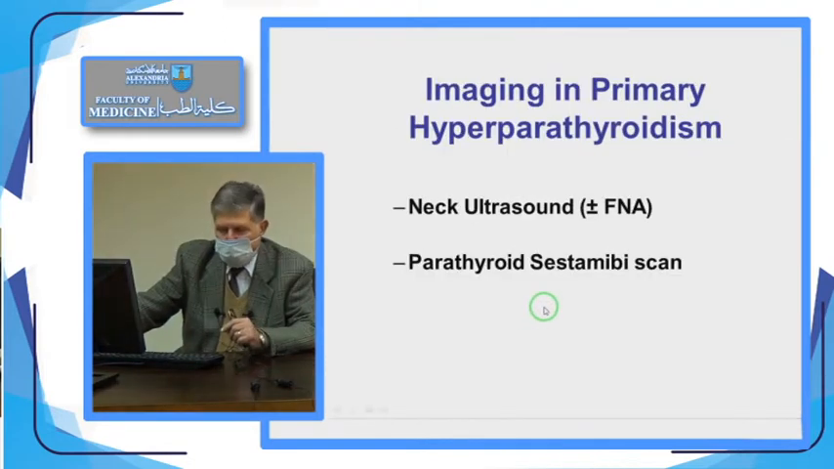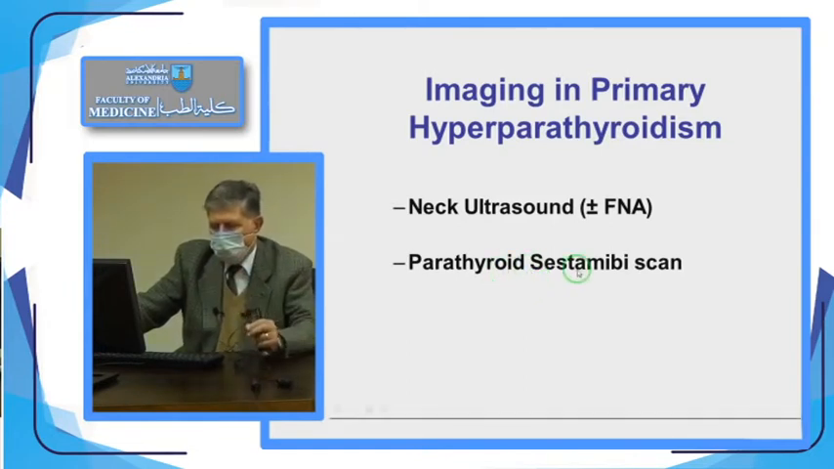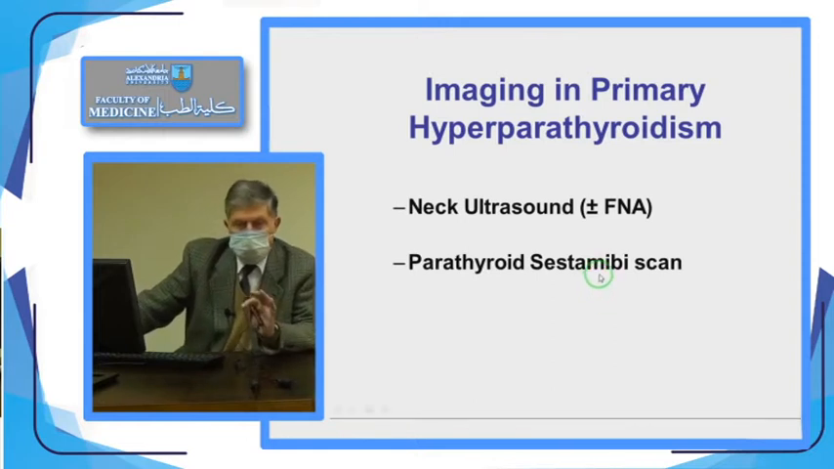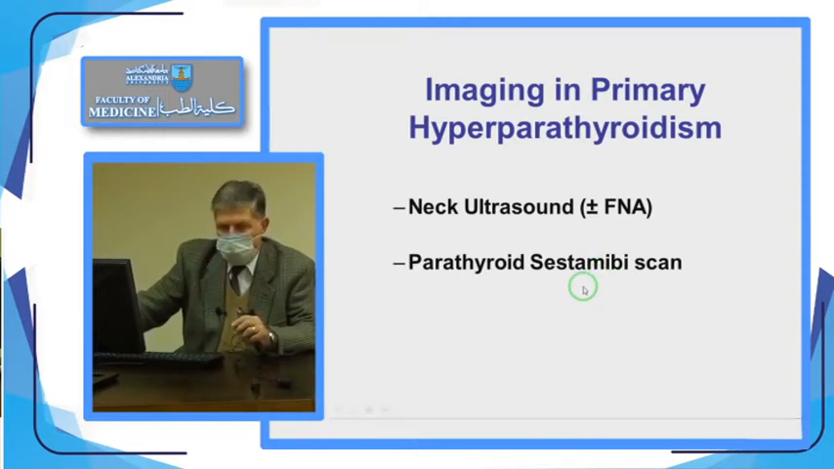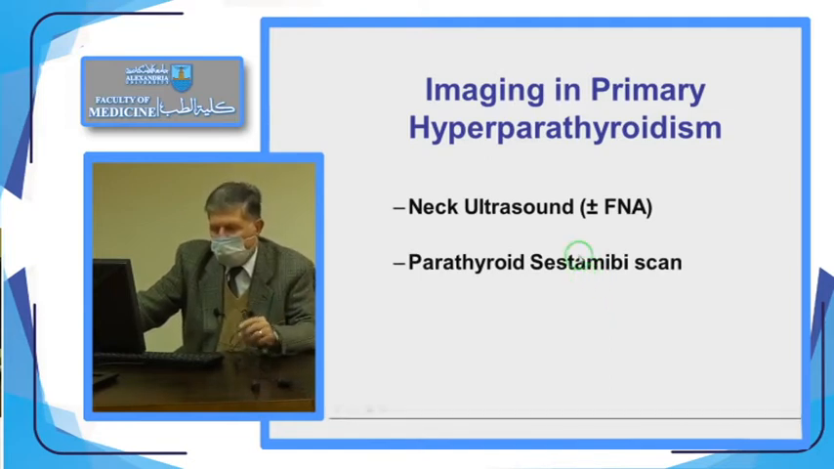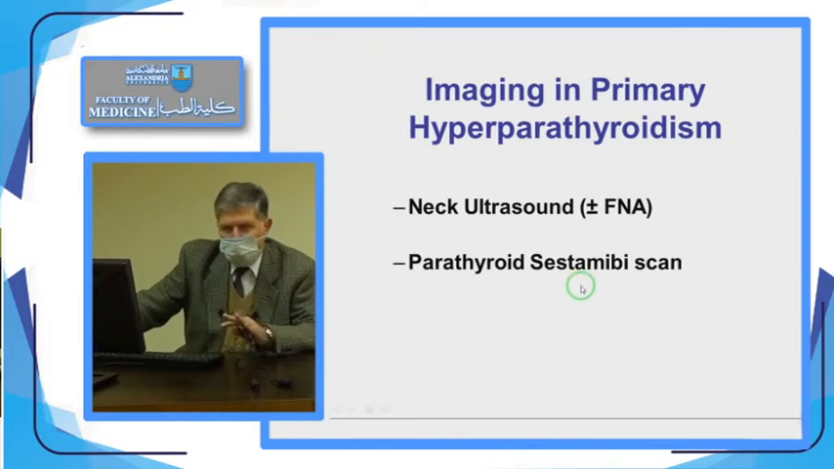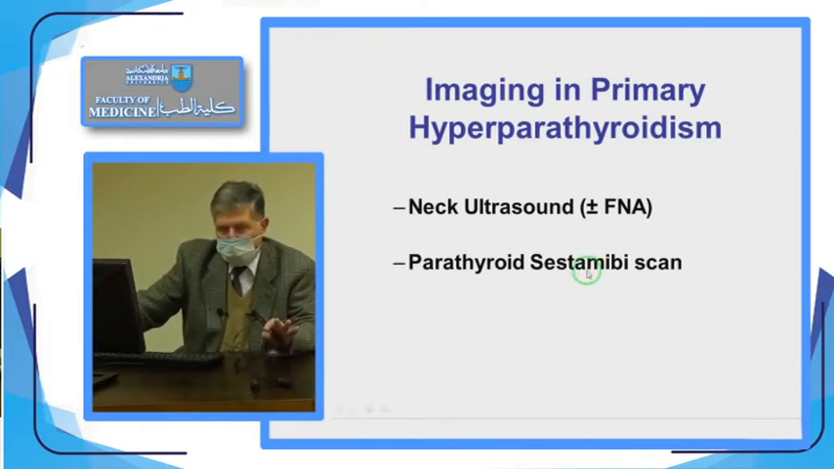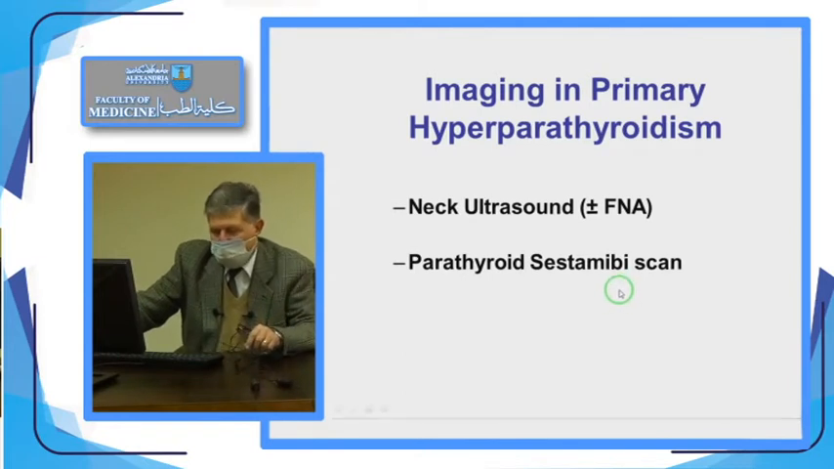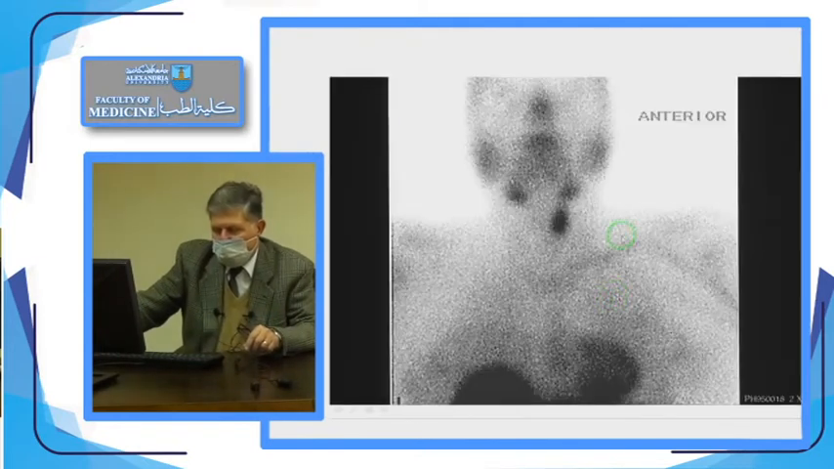Another way to localize it is by doing an isotope scan, and here we use the parathyroid technetium sestamibi scan. Once you inject the technetium sestamibi, it is taken up by both thyroid and parathyroid. But if you wait 1 or 2 hours, it is washed out from the thyroid gland and the parathyroid gland normally. But if there is a parathyroid adenoma, I will show you the picture, it will be retained by the parathyroid adenoma. And this is the technetium sestamibi scan of a patient with a left upper parathyroid adenoma.